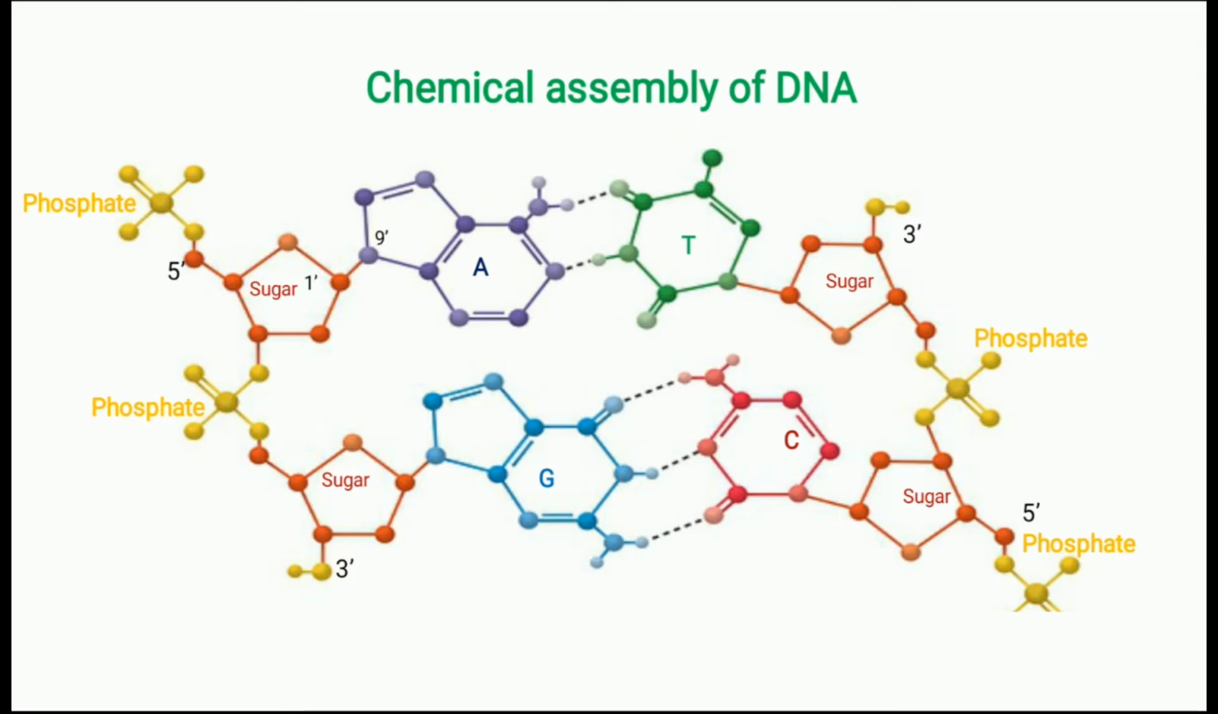The pentose sugar interacts with purines and pyrimidines at the 1' carbon in both cases. Whether it is a purine or a pyrimidine, they interact with the 1' carbon of the pentose sugar. In the case of purines, the 9th nitrogen is interacted with the 1' carbon of the pentose sugar. Similarly, in the case of pyrimidines, the first nitrogen is interacted with the 1' carbon of the pentose sugar.